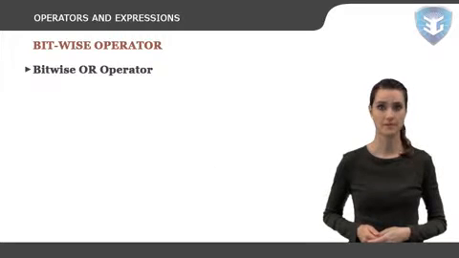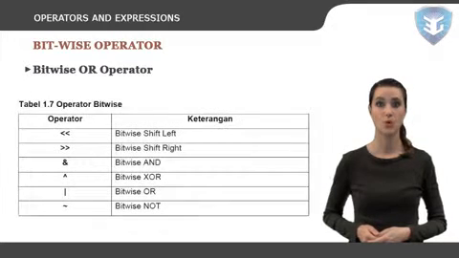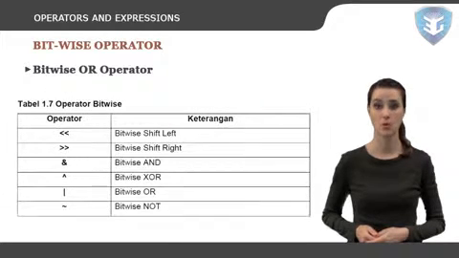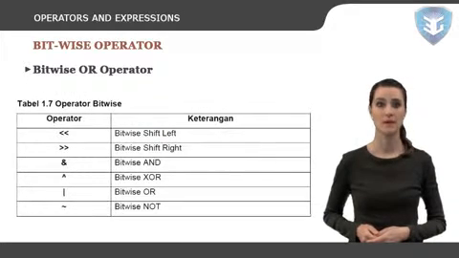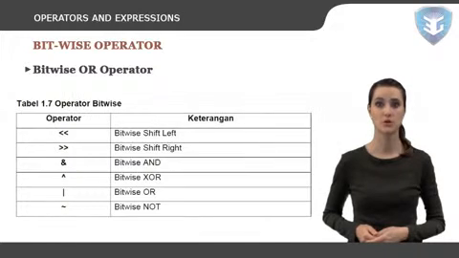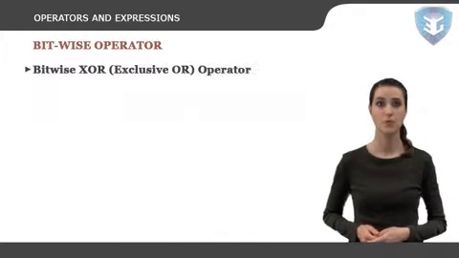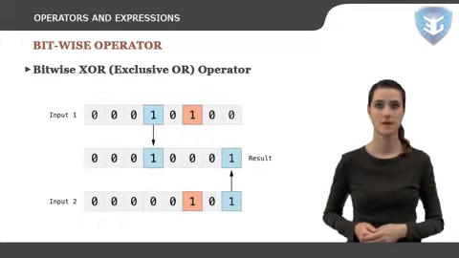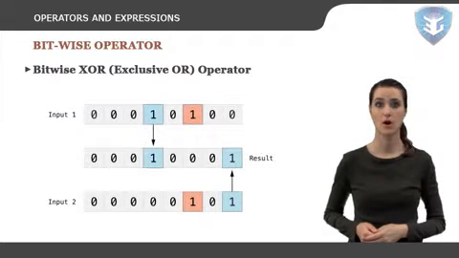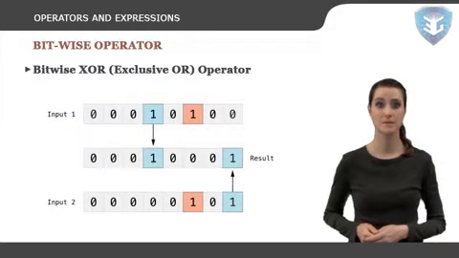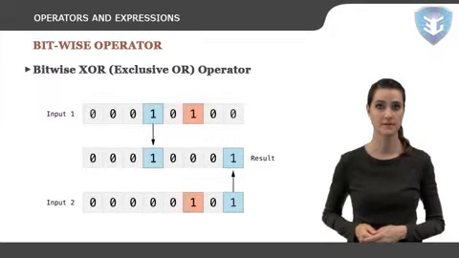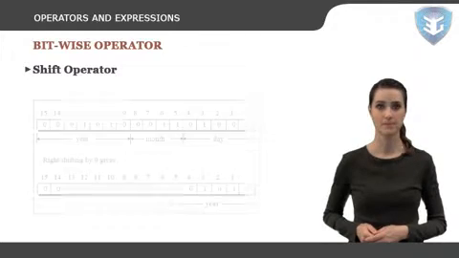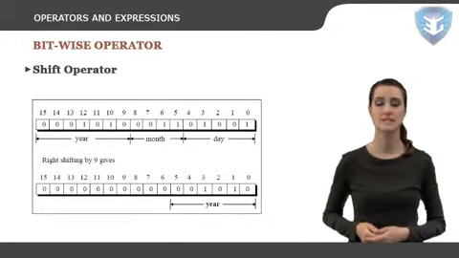Bitwise OR operator. The output of bitwise OR is 1 if either of the bits is 1 or both the bits are 1. In C programming, the bitwise OR operator is denoted by the pipe. Bitwise XOR, exclusive OR operator. The output of the bitwise XOR operator is 1 if the corresponding bits of the 2 operands are opposite. It is denoted by the caret. Shift operator. There are 2 shift operators in C programming.